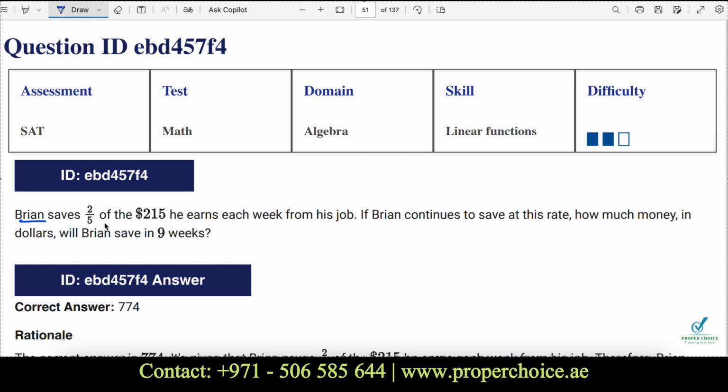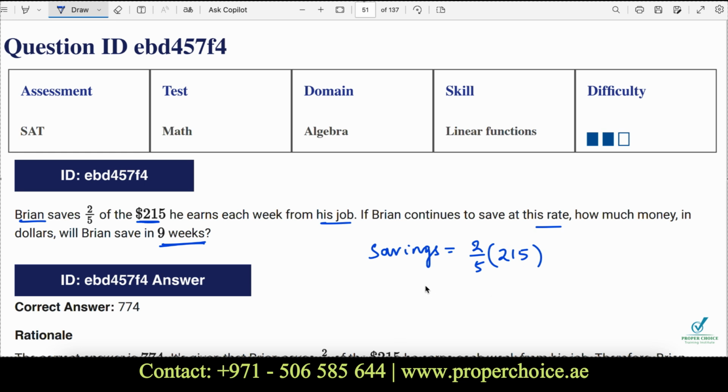Brian saves 2/5 of the $215 he earns each week from his job. If Brian continues to save at this rate, how much money in dollars will Brian save in 9 weeks? He is saving 2/5 of the total amount he earns. So his savings can be written as 2/5 of whatever he is earning, 215. This is the savings per week.